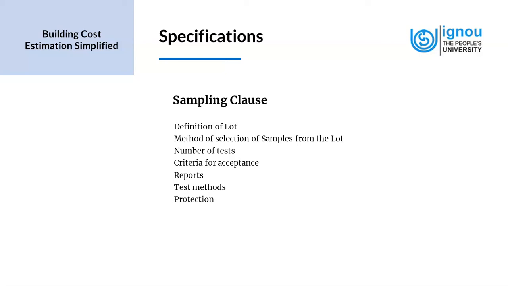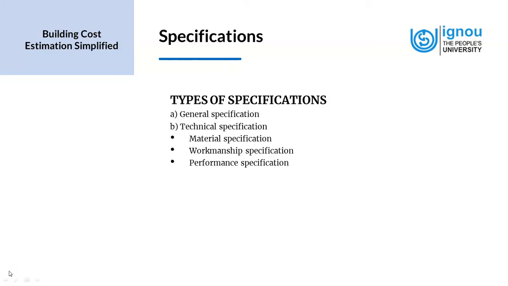So let's recapitulate the sampling clause. The definition of lot, method of selection of samples from the lot, number of tests, criteria for acceptance, reports, test methods, and protection. Types of specifications: A. General specification and B. Technical specification. Under this we have material specification, workmanship specification and performance specification.